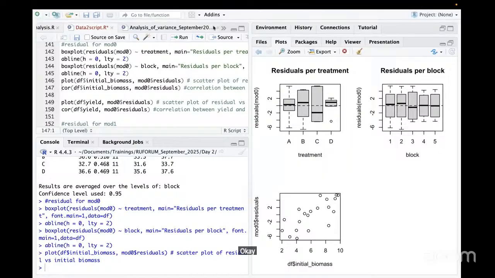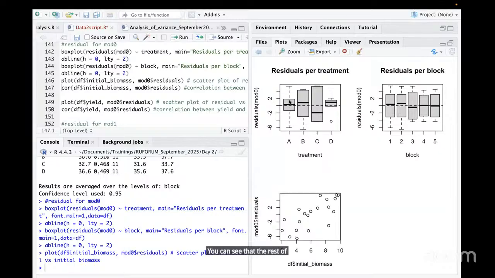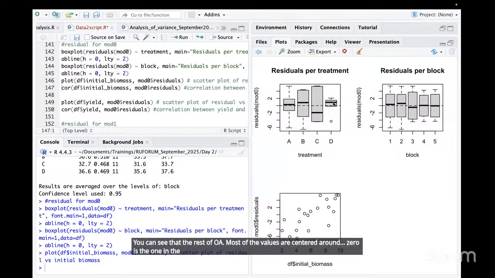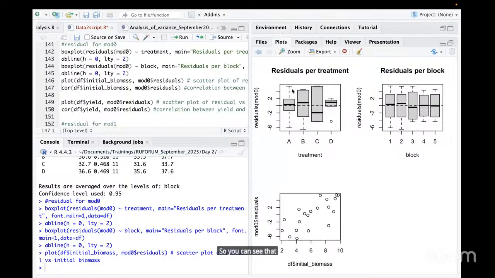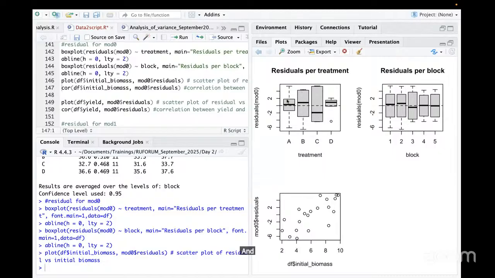Okay, I think probably what you can see from here is that if we look at the residue for A, most of the values are centered around 0, which is the one in the middle here. So you can see that for A, most of the values are very close to 0, but we seem to have a problem with C. There's more variation in C and B, but less variation in the error of A and D.